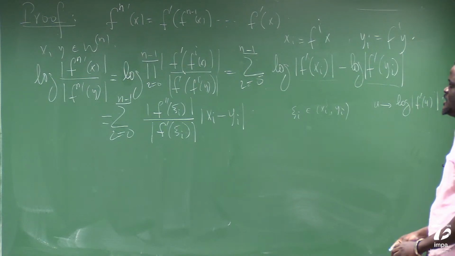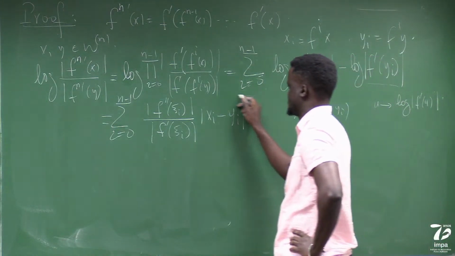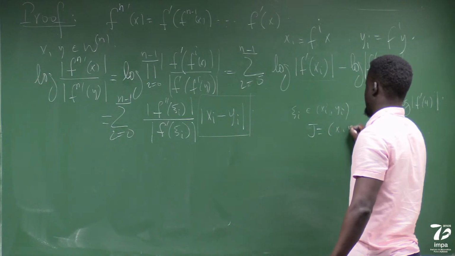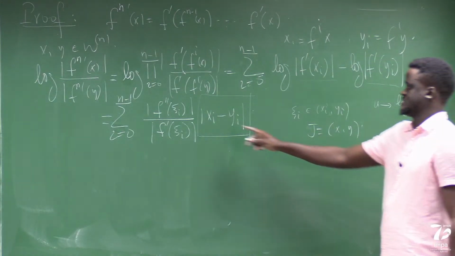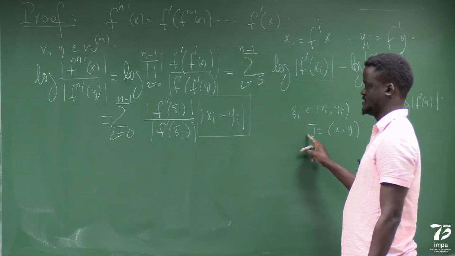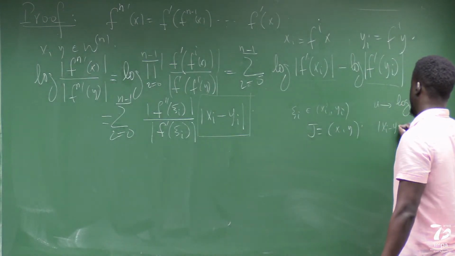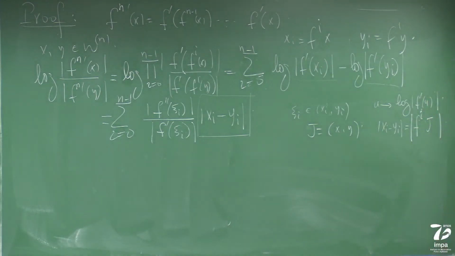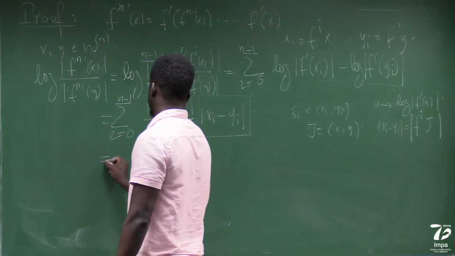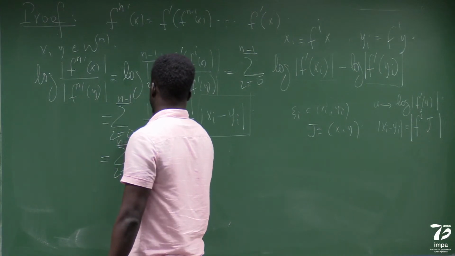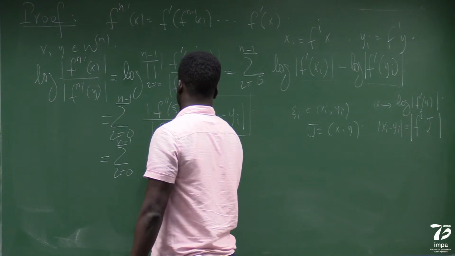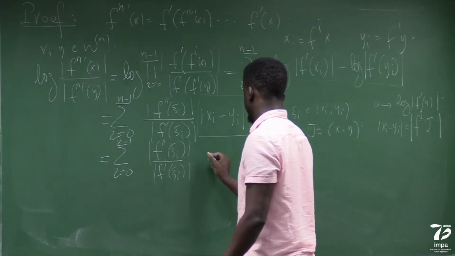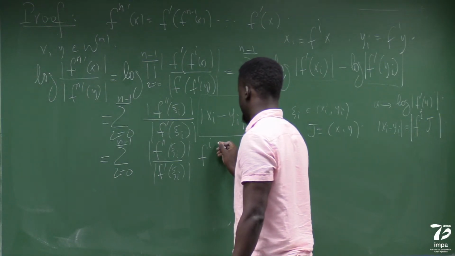All right, and then see that if you write J as this interval, the interval given by x and y, this is the size of f^i of J. So x_i minus y_i is the size of f^i of J. So we have the sum of f double prime at xi_i over f prime at xi_i times the size of f^i of J.